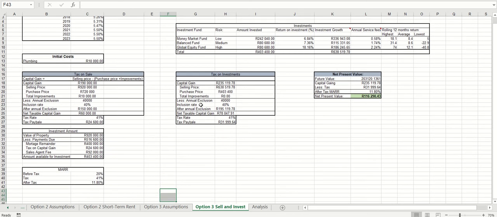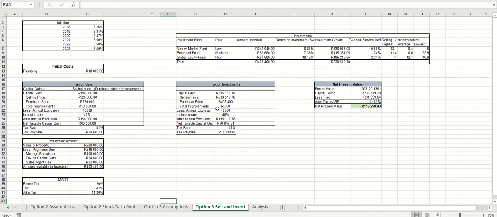Here are 3 investment options. The first investment option is the money market fund, which is a low risk investment option that provides a return just a bit higher than inflation. The second is the balance fund, which is medium risk and has a slightly higher return. The global equity fund provides the highest return but is also the highest risk profile.